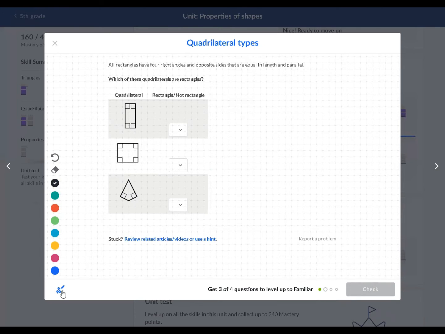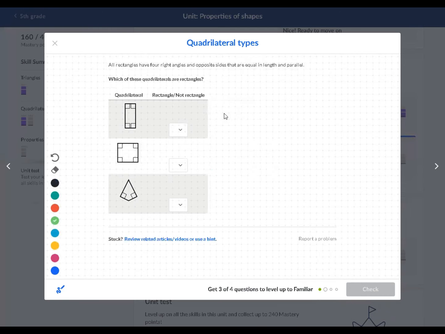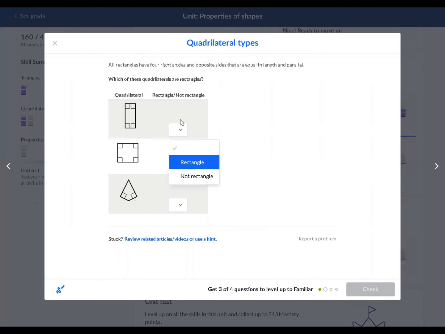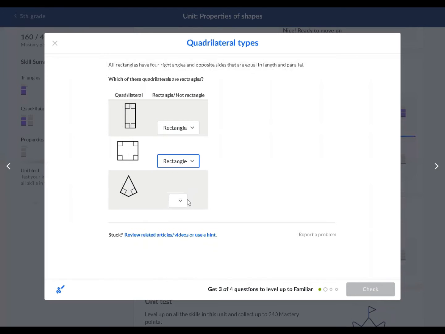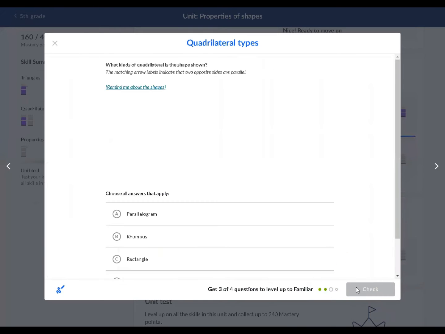So we have to mark which is a rectangle and which is not a rectangle. So this is clearly a rectangle, and this is a square, which counts as a rectangle, and this isn't a rectangle because one of its angles is acute. So this is not a rectangle. So we are just going to mark like that. This is a rectangle, this is also a rectangle, this is not a rectangle, and we got it correct.